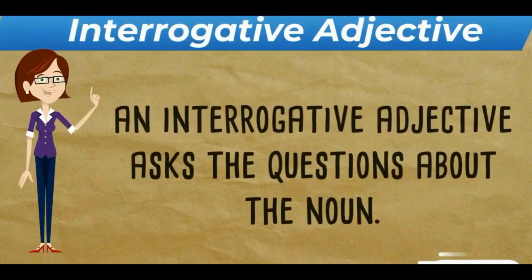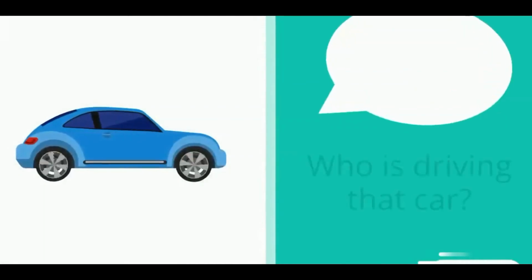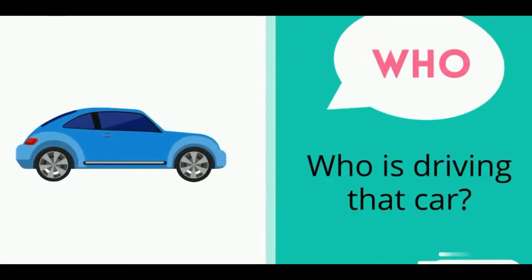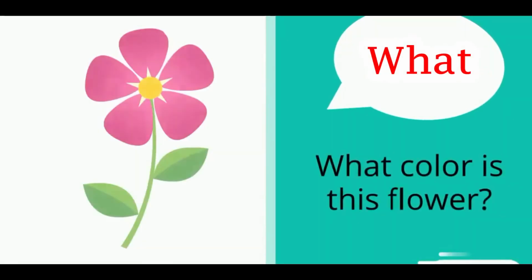Interrogative adjective. An interrogative adjective asks questions about the noun. For example, who is driving that car? Who is the adjective. What color is this flower? What is the adjective.